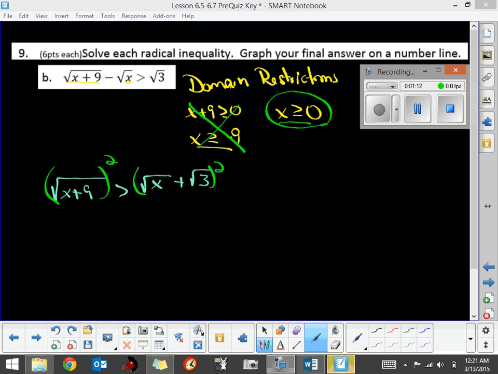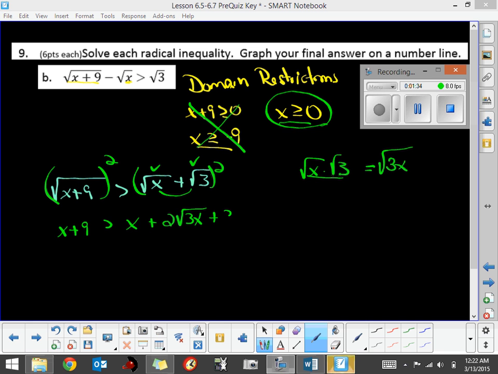That's the inverse. So x plus 9 has to be greater than square root of the first, which is x, double the outside inside, so plus 2 square roots of 3x. Now I can make that square root of 3x because it's square root of x times the square root of 3, which is the square root of the product of those two. Remember, you can combine multiplication, but you'd have to double them. And then I square the last, which is plus 3.